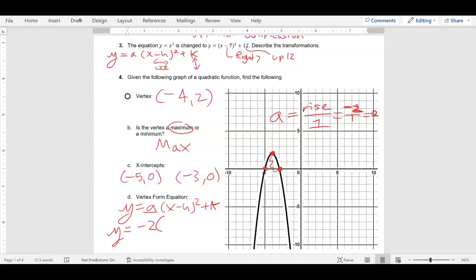And then what we're going to do is take this vertex. Remember, insiders lie. So the opposite of this h value, this is hk. The opposite of negative 4 is plus 4. And the opposite of, or not the opposite, not a lie. K is 2, so plus 2. Okay. So make sure you got that down right. You gotta know A, H, and K.